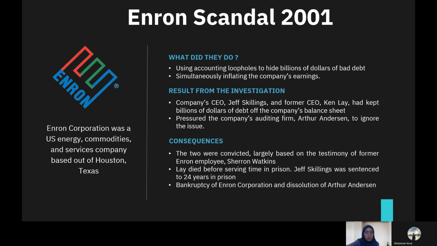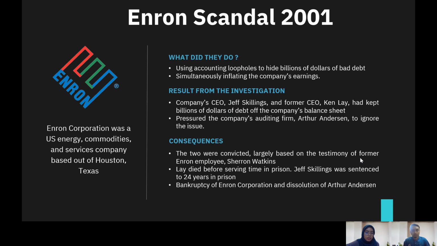So the consequence of this scandal is those two company CEO and the former CEO were convicted, largely based on the testimony of former Enron employee Sharon Watkins. And Lay died before serving time in prison, and Jeff Skilling was sentenced to 24 years in prison. So anggaran dalam tahun 2025 nanti baru Jeff Skilling ni keluar daripada penjara. And then this scandal has led to the bankruptcy of Enron Corporation and dissolution of Arthur Andersen.